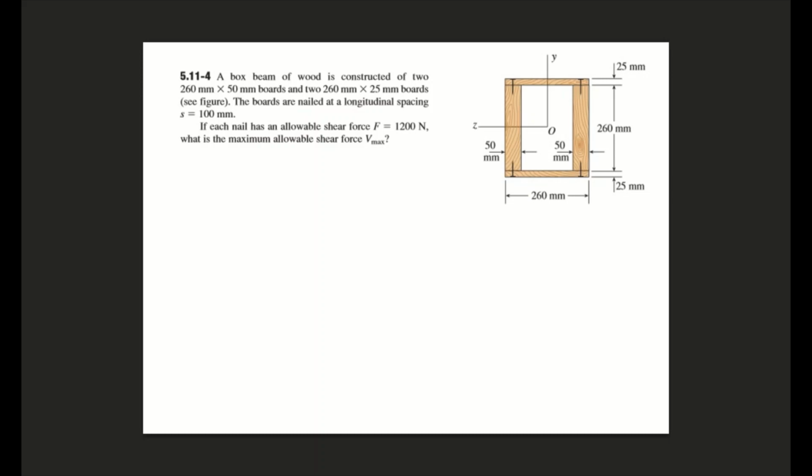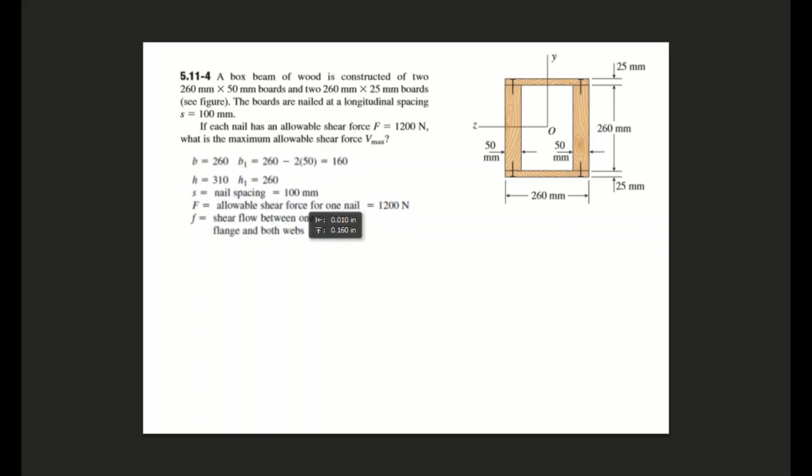So you've got a box beam of wood, and you're trying to find the maximum allowable shear force. If we just look at the values that were given, we get all of this stuff right here. Now we're going to look at the formulas that we need. Our starting one is f equals VQ over inertia, right? And then we're also given an S here, and we have to keep that in mind.